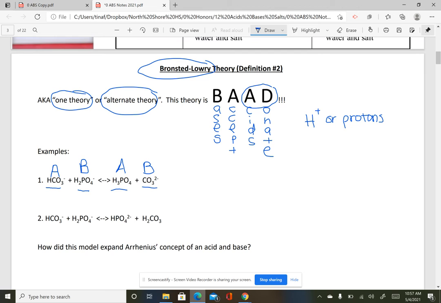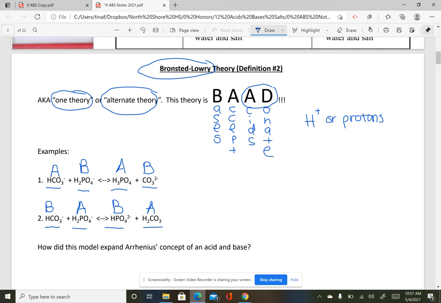Okay, let's do one more together. HCO3. What has the same thing on the other side? H2CO3. Which one has more H's? Then that must be my acid. Here we go, HPO, HBO. Which one has more H's? This guy. So this must be my acid.